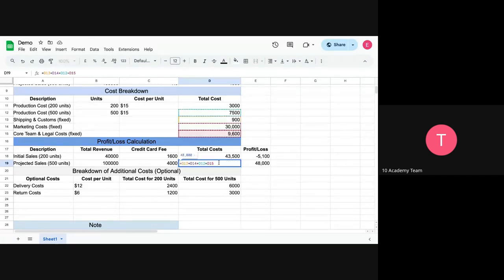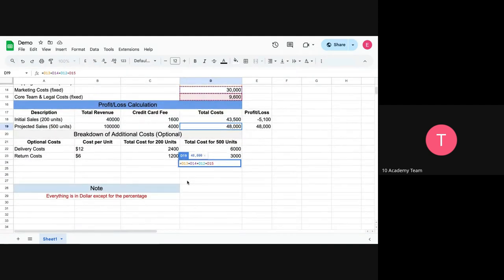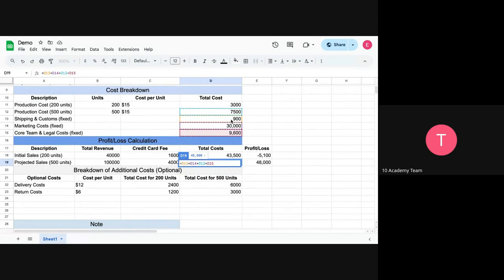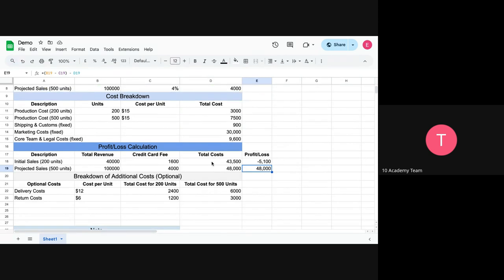So it will give us the total costs that we are going to invest for the 200 units of products. And then the next one, we have the total costs that we are going to invest in the production of the 500 units. The production cost is $7,500. Everything is in dollars, as I have already mentioned over here. The shipping and customs is fixed, which is $900, and we also have $30,000 for the marketing costs, and then the core team and legal costs are $9,600. So this way we can calculate the total costs.